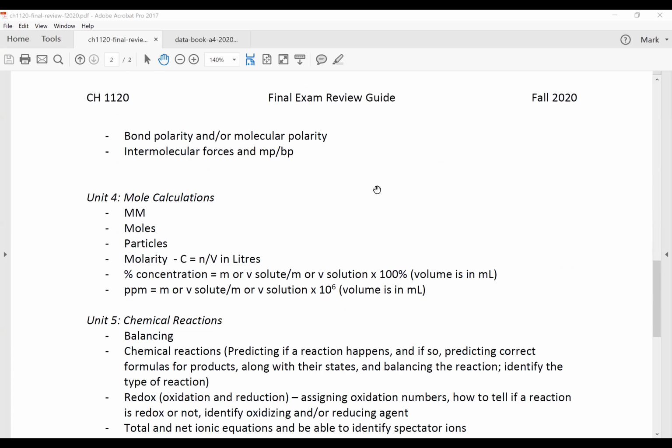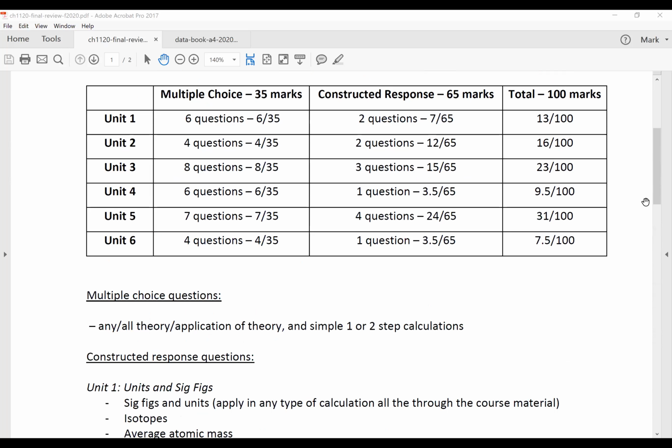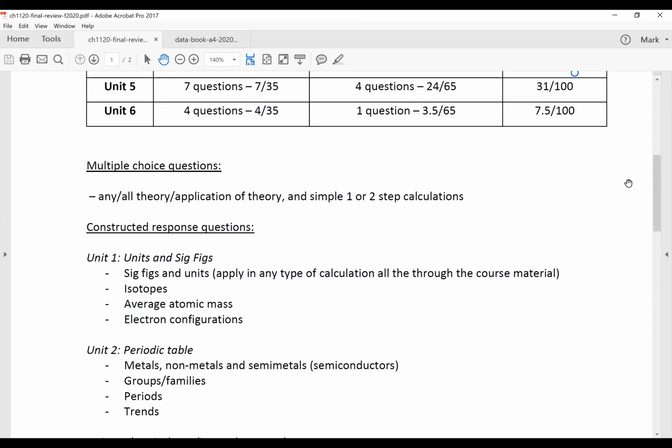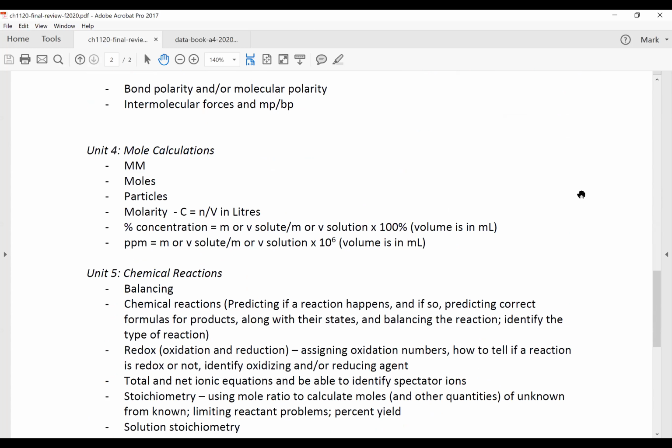Now unit 4 looks big, but it's really not. First of all, if we go back up here, unit 4 is worth less than 10% of your final exam, so it's not actually worth a lot. But the concepts you learned in chapter 4, you will need to know for chapter 5. So what did you learn in chapter 4?